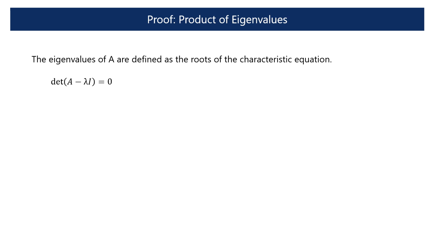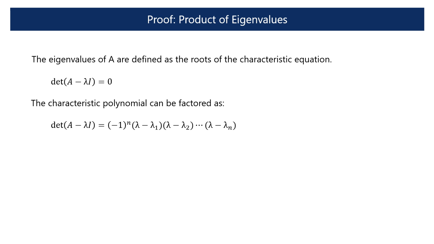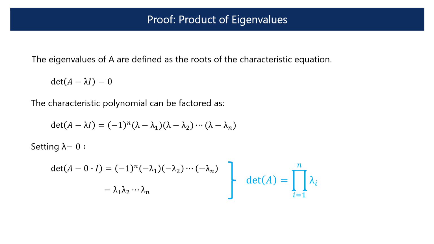Let's prove this property mathematically. The eigenvalues of A are defined as the roots of the characteristic equation. As we saw in the previous section, the characteristic polynomial can be factored in this way. Here, lambda 1, lambda 2, ..., lambda n are the eigenvalues of A. By setting lambda equals 0, we can simplify the characteristic polynomial. This result shows that the product of eigenvalues of A equals the determinant of A.